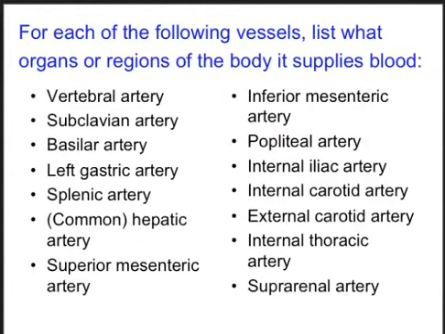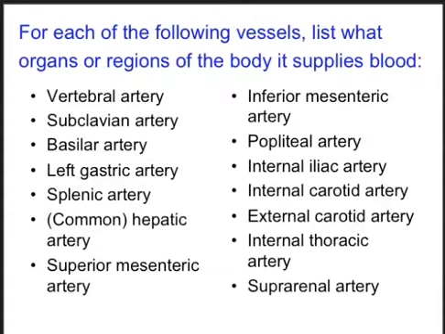Okay, guys, this is the back end of the lab test review for the arteries and the veins. For each of the following vessels, list what organ or regions of the body it supplies with blood. We'll start with the vertebral artery, and that feeds primarily the brain. The subclavian artery, the arm. The basilar artery, also the brain.